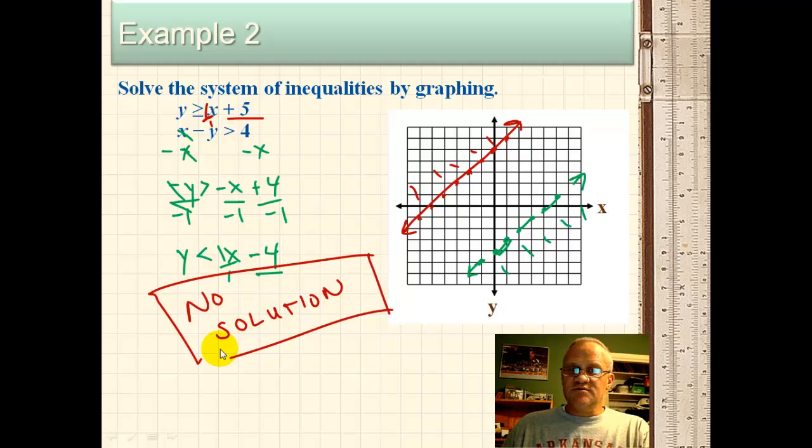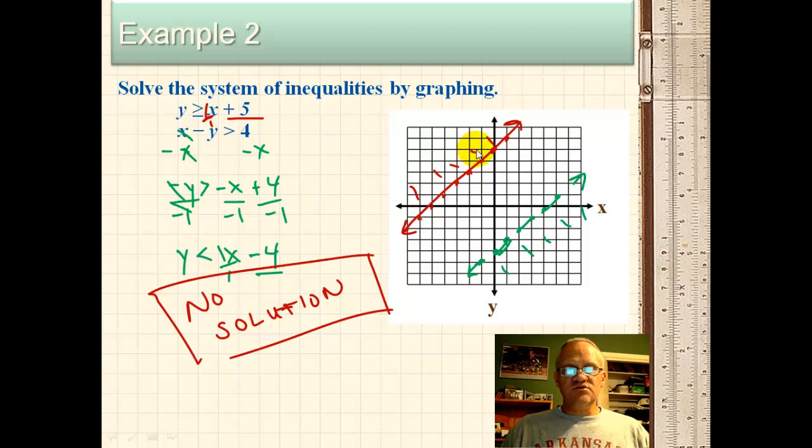Now, here's one thing to watch out for. Just because you get two inequalities that are parallel lines, it doesn't automatically mean it's no solution. Like this one was a no solution, but it doesn't automatically mean that, because you have to pay attention to the shading.